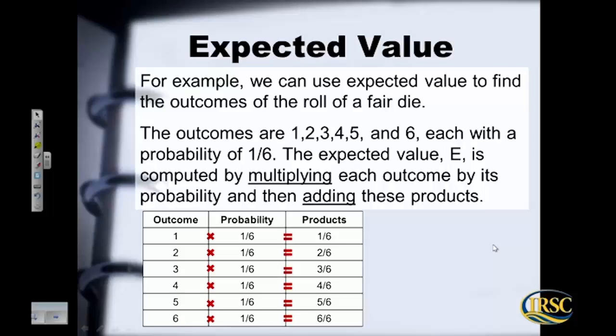So now the very last thing to do is to take this third column and add all these numbers together. So write a total at the bottom of that column. Okay, so when you total it all up, you get 21 over 6. And now at this point, you want to convert this to a decimal. So the expected value is 3.5.